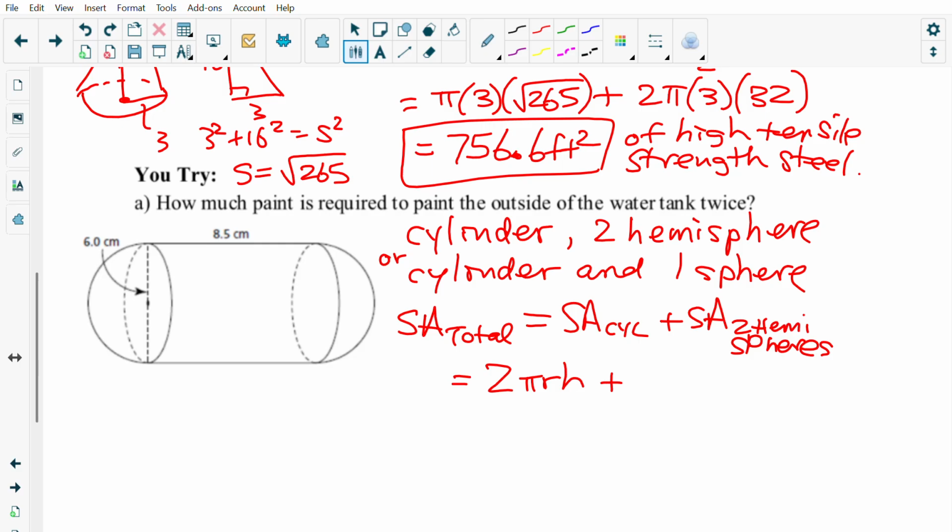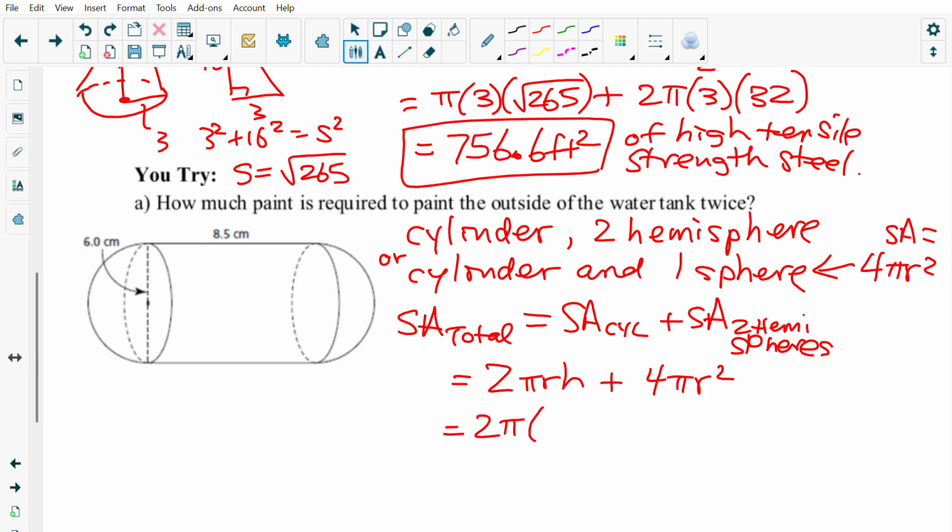Remember 2 hemispheres. Let's call it the simple way, 2 times 3 pi r squared. But remember, this 3 includes the circular bases, so I'm going to get rid of that. So it should be 2 times 2 pi r squared, which becomes 4 pi r squared. And if you're considering just 1 sphere, the surface area is 4 pi r squared. Anyway, that's what we arrive at.